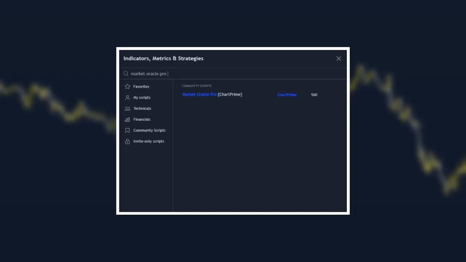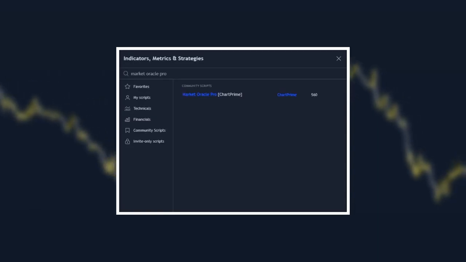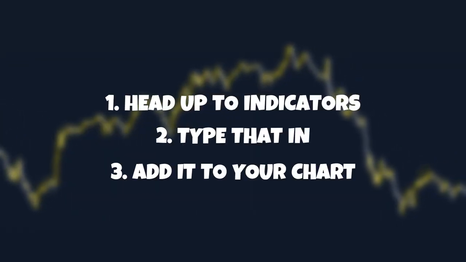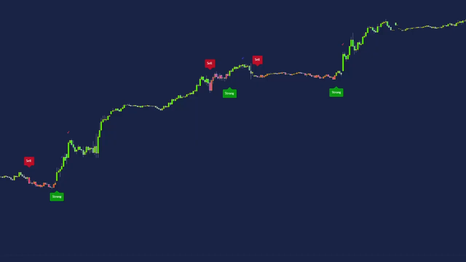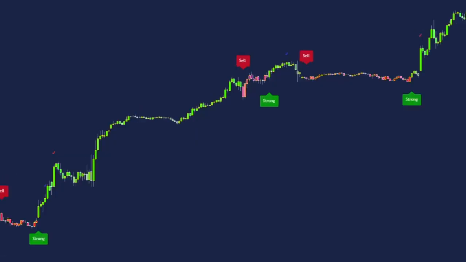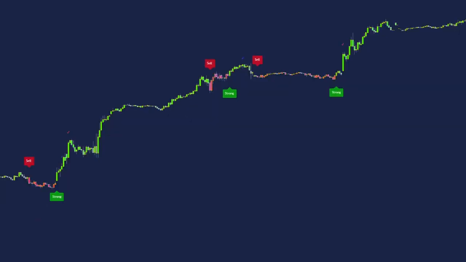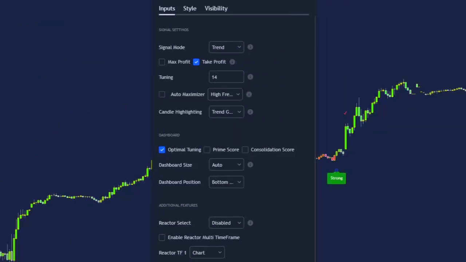The first indicator that we are going to use for this strategy is called Market Oracle Pro. Head up to indicators and type that in and then add it to your chart, and it should look something like this. Essentially, this indicator is just a very simple buy and sell indicator, but it has some very powerful settings on the back end, which shows improved buy and sell signals. On the settings, the only thing that I've really changed is the tuning right here.